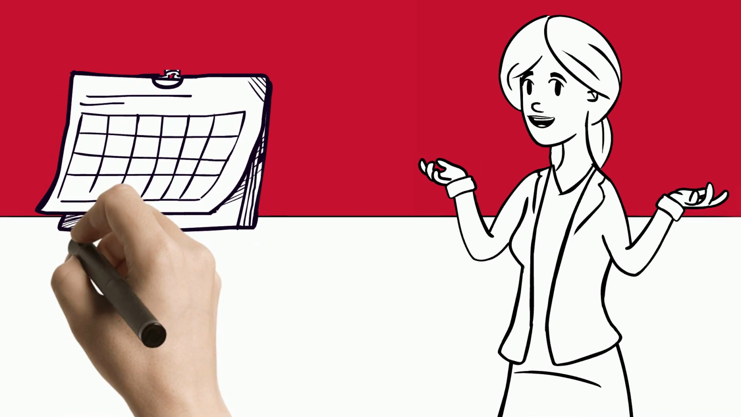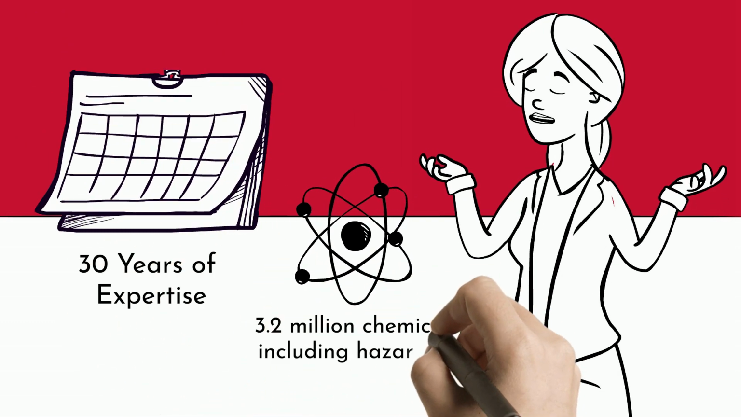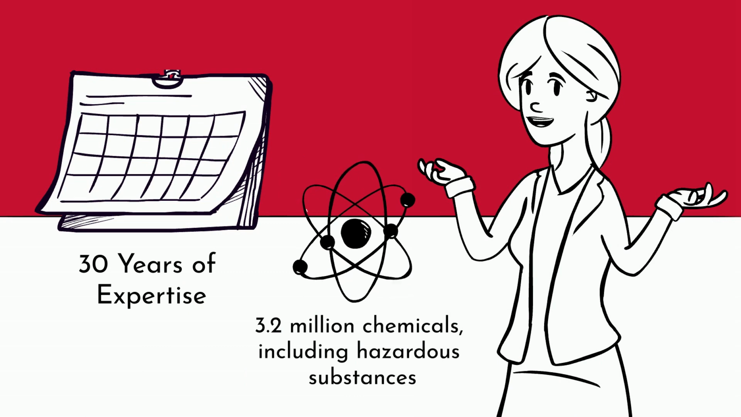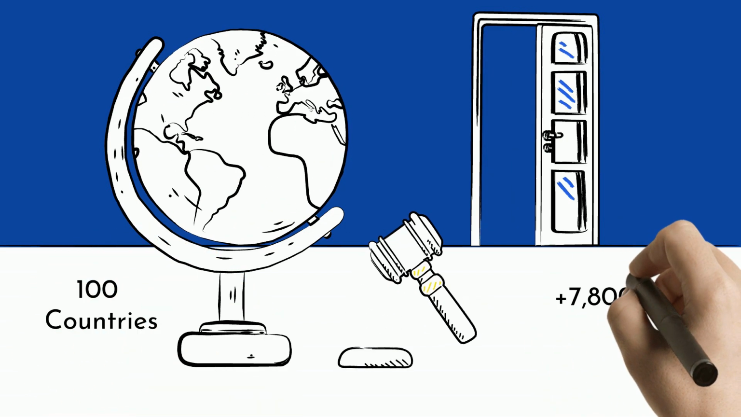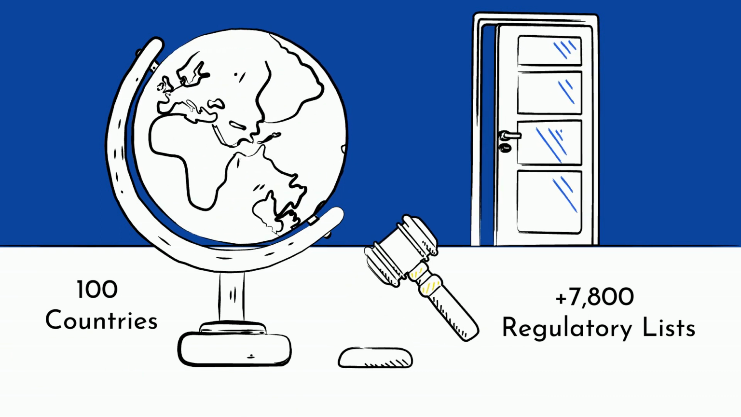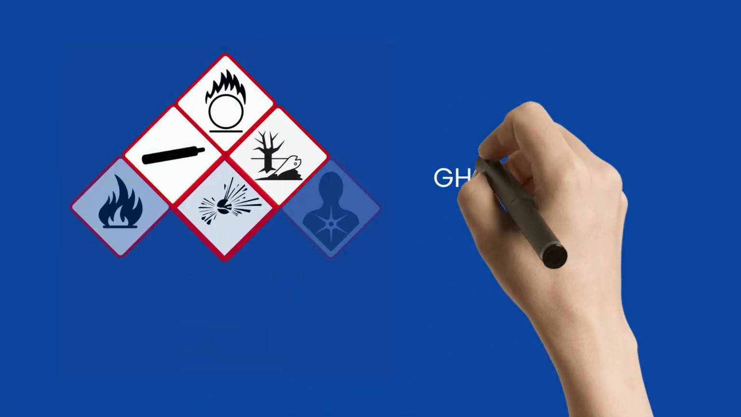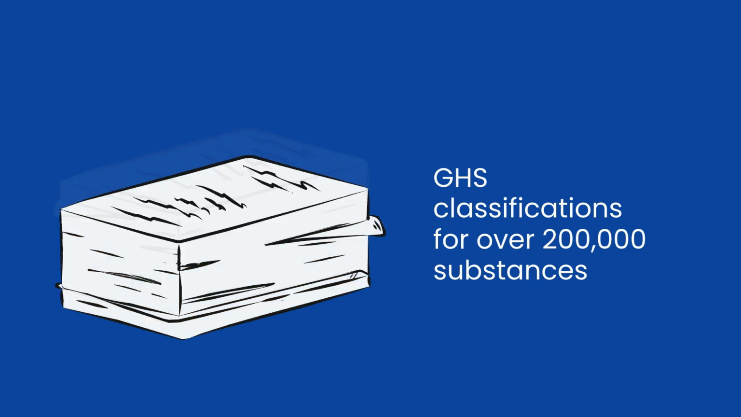With over 30 years of chemical expertise, our database covers 3.2 million chemicals, including hazardous substances. Galleria is designed for everyone seeking chemical regulatory data, incorporating data from over 7,800 regulatory lists from over 100 countries. We have GHS classifications for over 200,000 substances. It's a wealth of information at your fingertips.